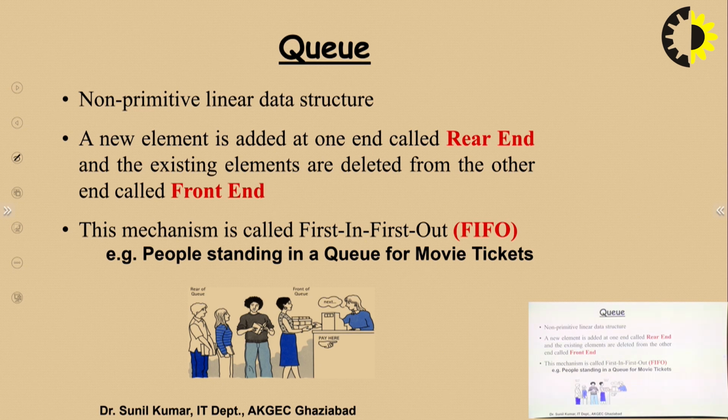Some people are standing in a queue for movie tickets. In this case, the person standing at the front will get the ticket first, and then the next, and then the next. And in that way, it will be done.